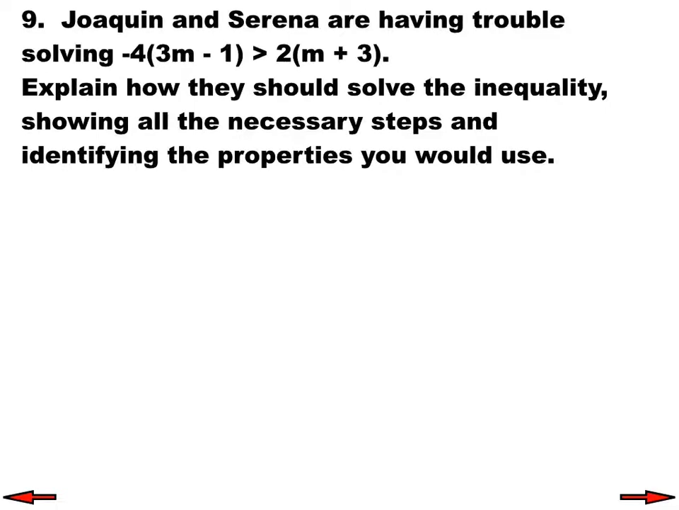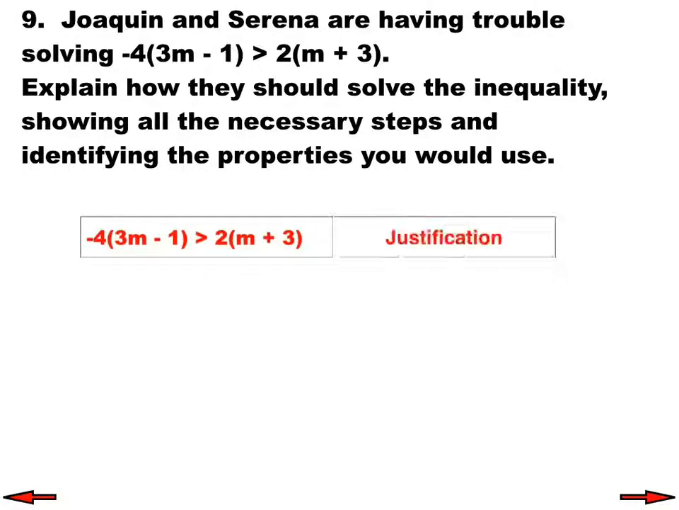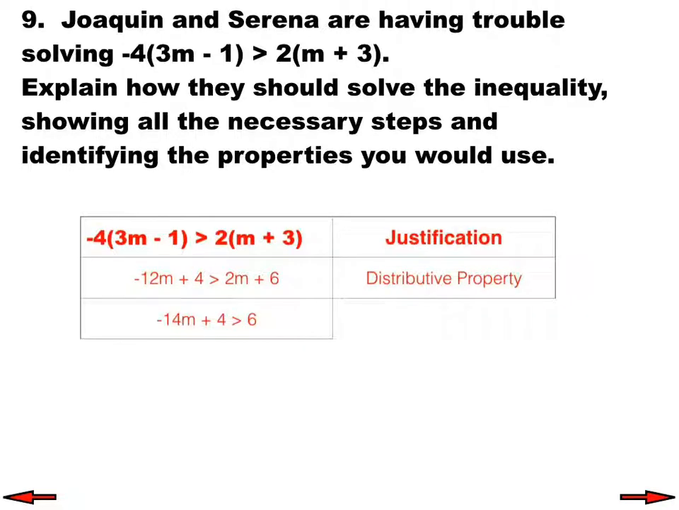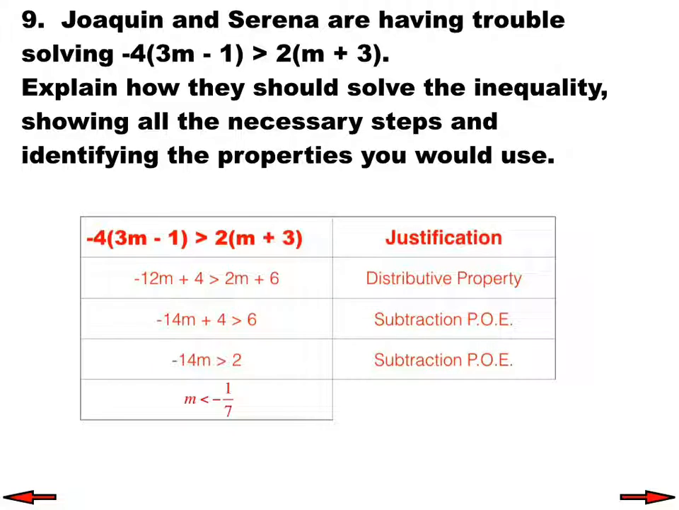Number 9, it's saying that those two are having trouble with that. Explain how they should solve the inequality, showing all the necessary steps. And so you had a table there, so that one should have been pretty easy. Use the distributive property, subtract 2m from both sides, divide both sides by negative 14, which of course means you'll have to reverse the inequality symbol. And so we should end up with m is less than negative 1/7.